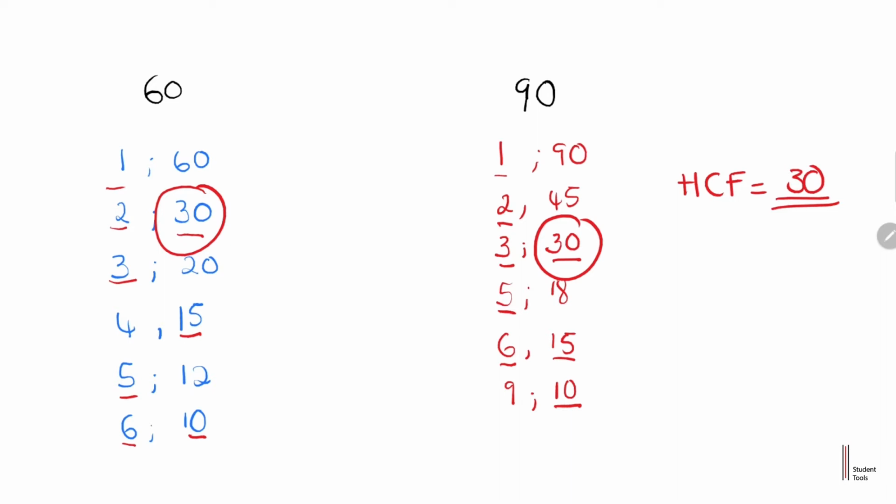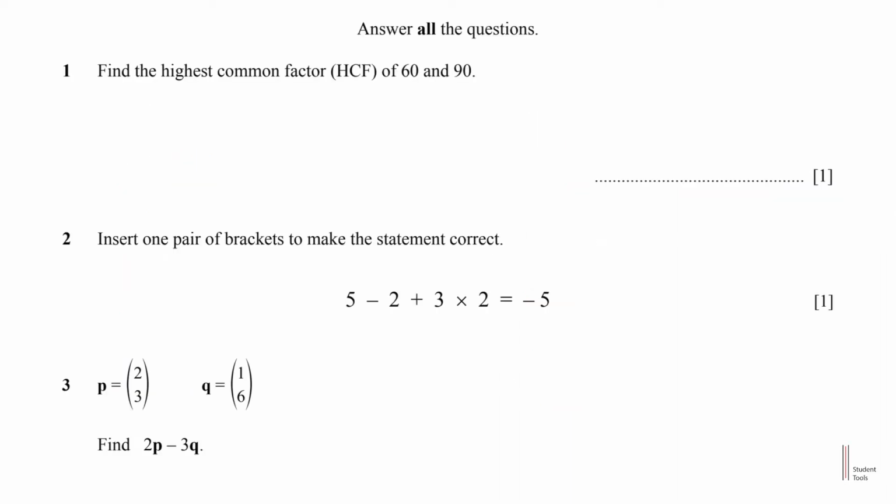All right, let's move on to question 2. Question number 2, insert one pair of brackets to make the statement correct. We're given that expression and we're supposed to insert a pair of brackets to make it true. We have 5 minus 2 plus 3 multiplied by 2 equal to negative 5. Let us first put our brackets over here, see what we get.